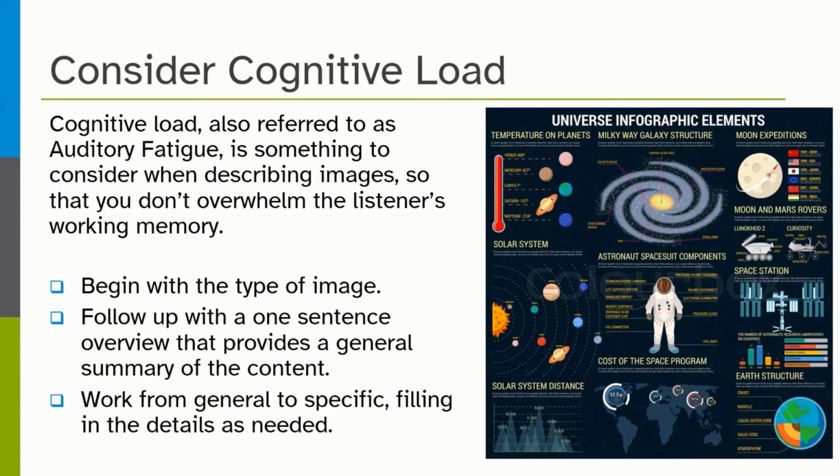So this infographic is probably one of the more complex infographics I've come across. It contains basically everything in the universe. And the title of the infographic is Universe Infographic Elements. It contains so many different charts and bar graphs and figures and diagrams. I could describe this very simply in one sentence, just saying an infographic, naming the title, and then describing the range of different graphs and elements contained.